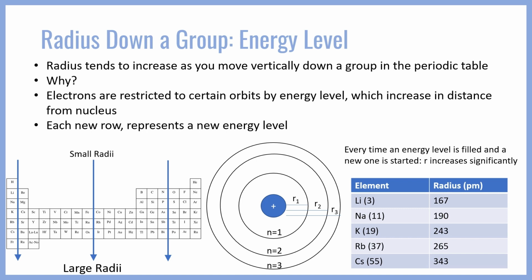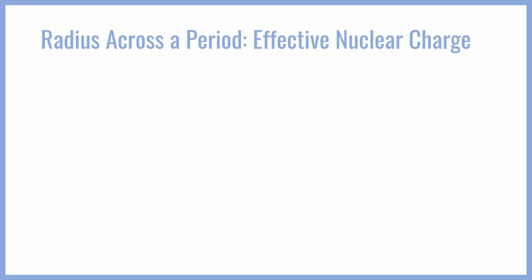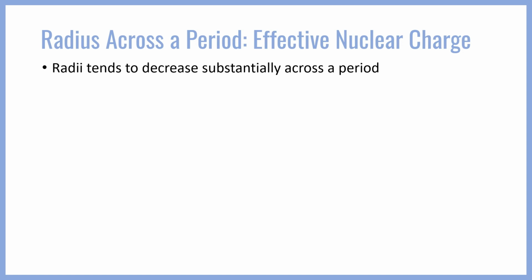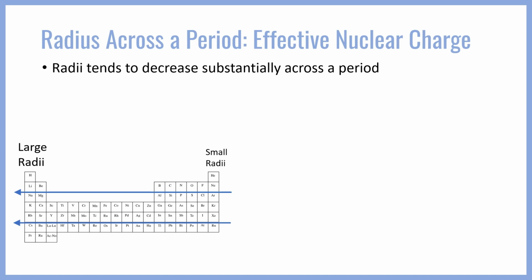The other trend associated with atomic radius is going across a row, and that is that the radius tends to decrease substantially across a period, right? So the atoms on the left-hand side of the periodic table are going to be rather large, right? Those alkali metals and alkaline earth metals are quite large, whereas the non-metals on the right-hand side are going to be quite small. Why is this the case?